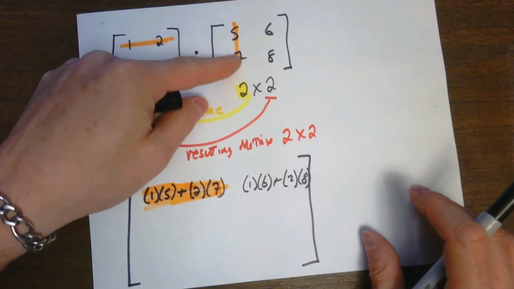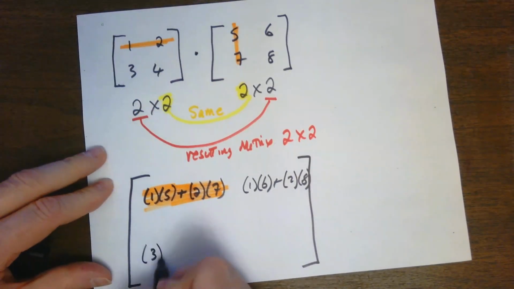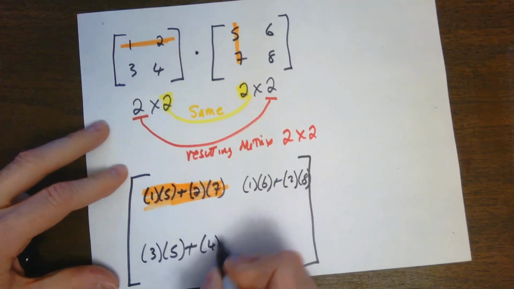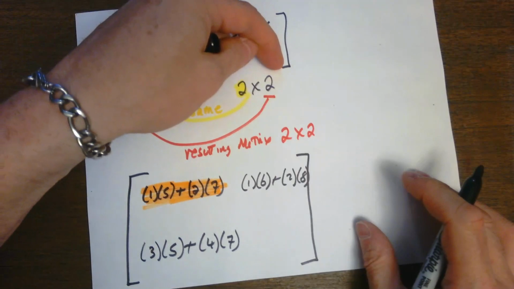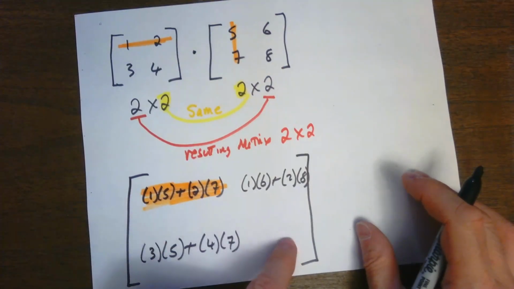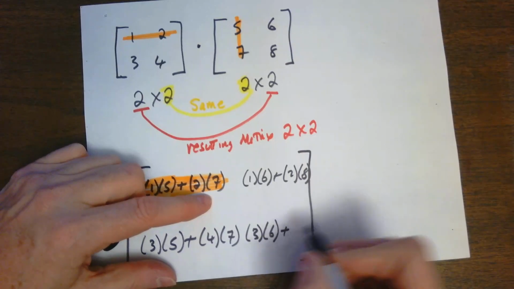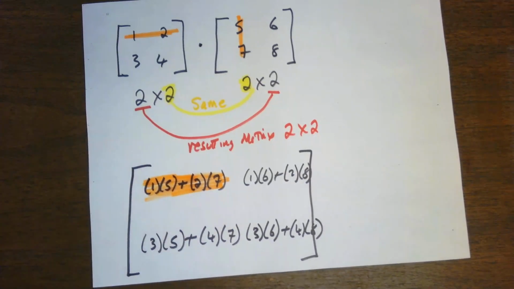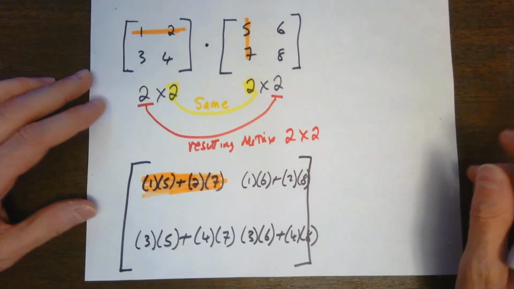Second row times first column is going to give me the second row, first column entry. 3 times 5 plus 4 times 7. And then second row times second column gives me the second row, second column entry. 3 times 6 plus 4 times 8. I know these are kind of close together. Remember, there's no operation here. These are just numbers.